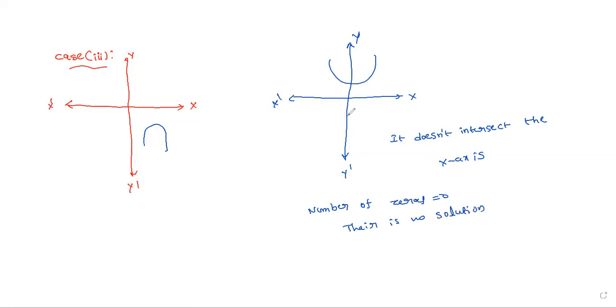Okay, why? Because the graph of ax square plus bx plus c, a polynomial, does not intersect the x-axis. There is no solution. Note point ma. Ax square plus bx plus c equal to 0. Just listen ma.